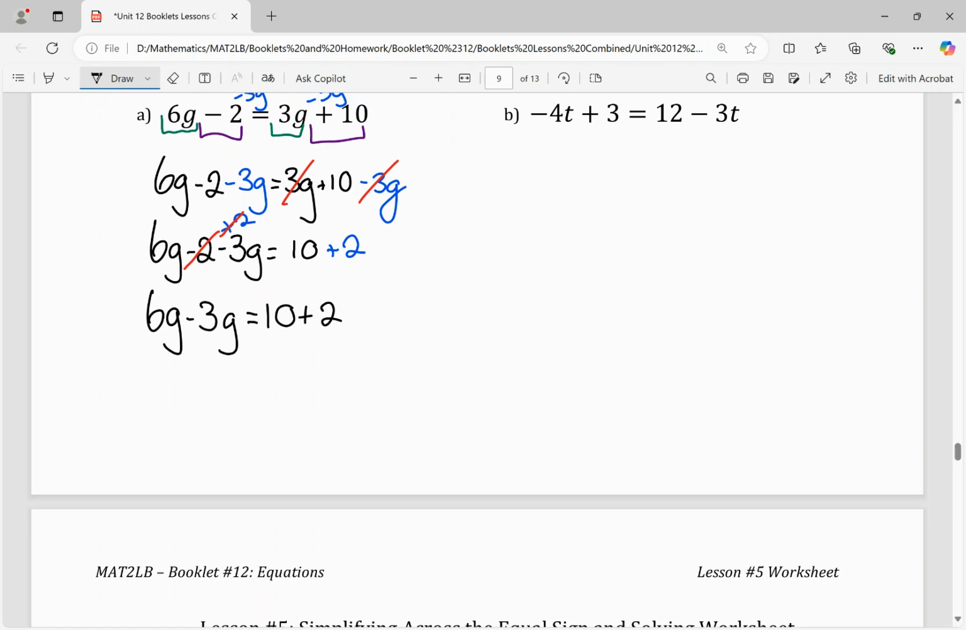Now we can collect like terms, right? On the left-hand side, we have two like terms. Their variable is g to the power of the same exponent, which is 1. And that means that we can subtract them. 6 minus 3 is 3, so we get 3g equals 10 plus 2, which is 12. Now, using opposite operations, we're going to divide this by 3. We're going to divide this by 3, and we get that g is equal to 4.